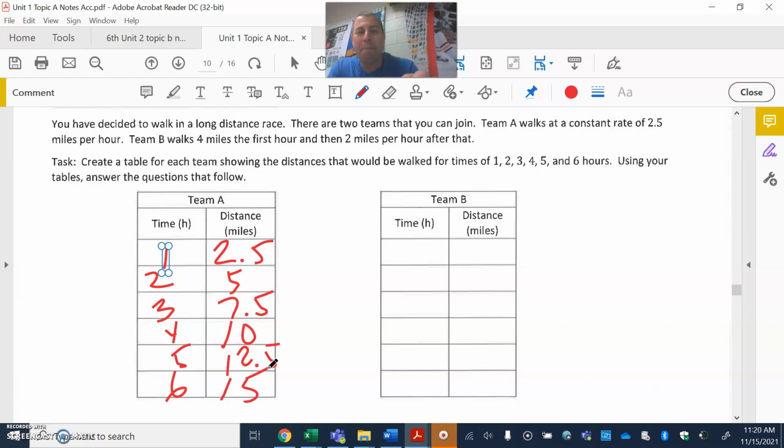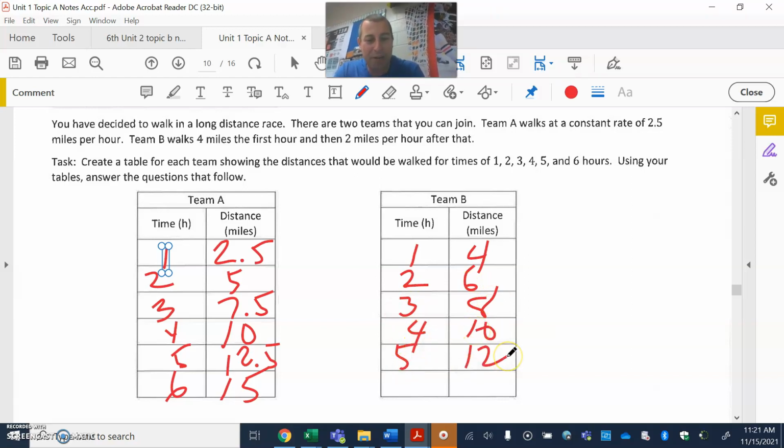All right. And then Team B walks 4 miles the first hour. So 1 hour they're going 4. And then 2 miles per hour after that. So I can't use the repeat addition here because it changes. 2 miles per hour after that. So an hour later, now we're at 6. An hour later, now we're at 8. An hour later, now we're at 10. An hour later, now we're at 12. An hour later, now we're at 14.